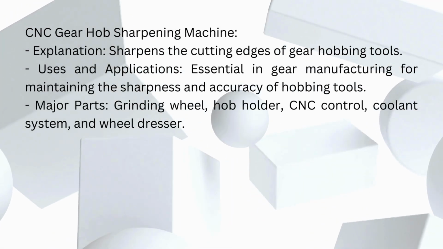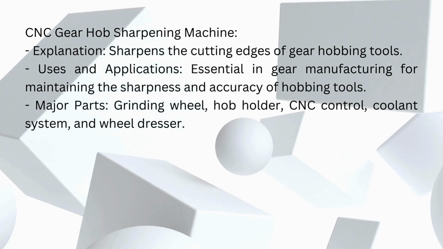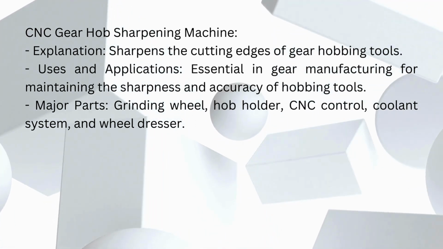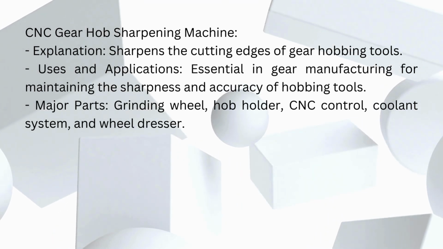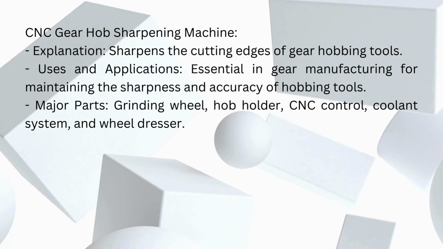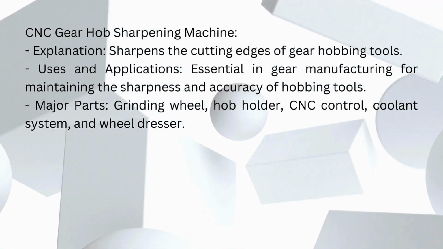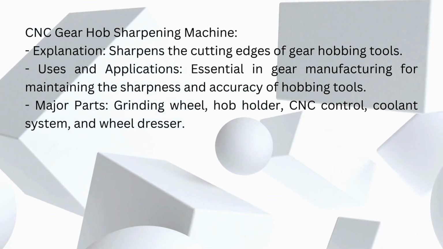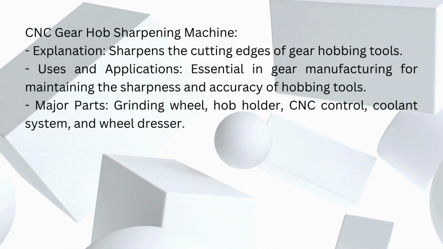CNC gear hob sharpening machine. Explanation: sharpens the cutting edges of gear hobbing tools. Uses and applications: essential in gear manufacturing for maintaining the sharpness and accuracy of hobbing tools. Major parts: grinding wheel, hob holder, CNC control, coolant system, and wheel dresser.